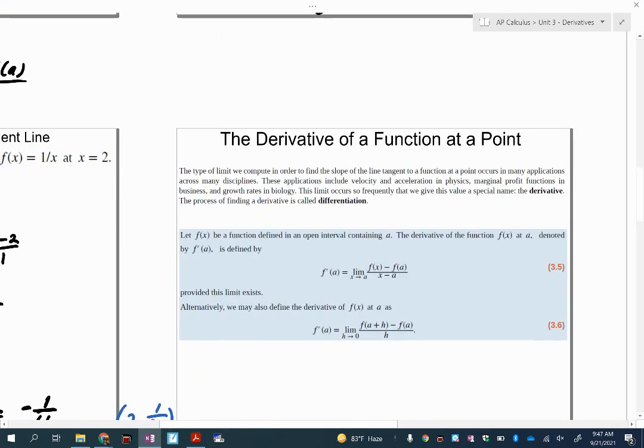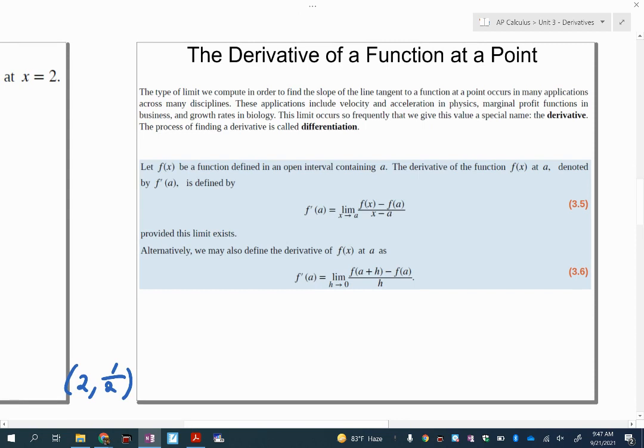Okay, now the next part is to put a name to the process that we just did. This is something that occurs so often in different fields, like physics, business functions, and science, that mathematicians hundreds of years ago gave this a name. This limit that we've been finding is called the derivative, and the process that you're doing to find it is called differentiation.